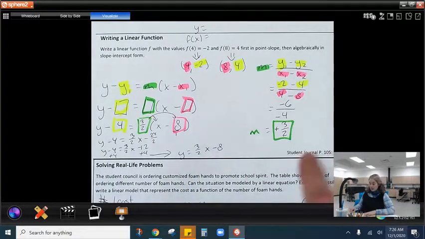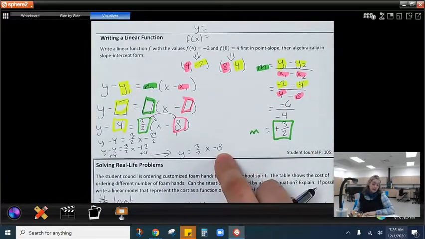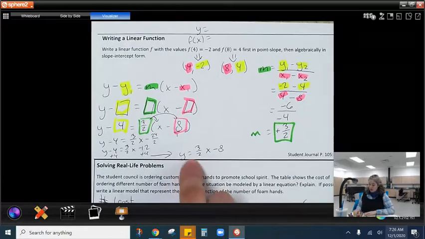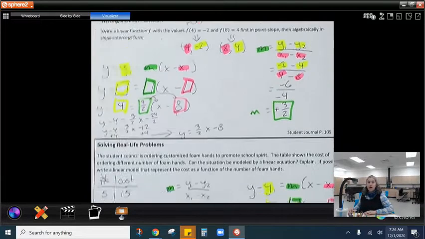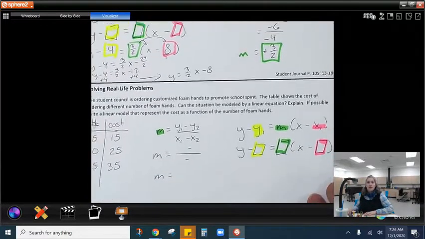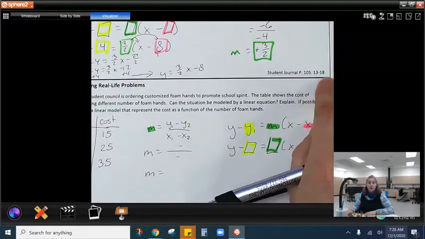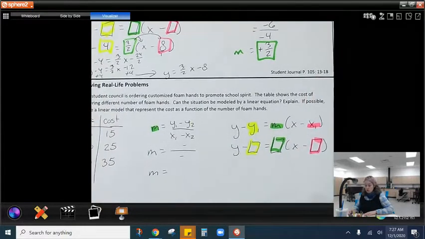So we know in this case that our y-intercept is at negative 8, and our slope is still positive 3/2. So let's take a look at a word problem. All right, it's the last one we're going to do together. And there are more problems to practice on page 105 of your student journal.